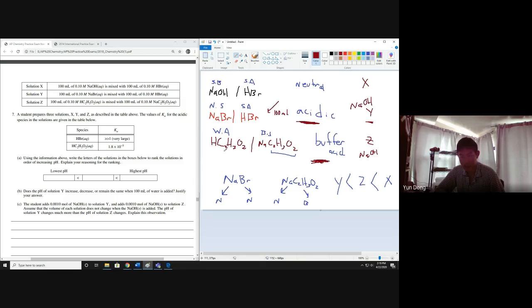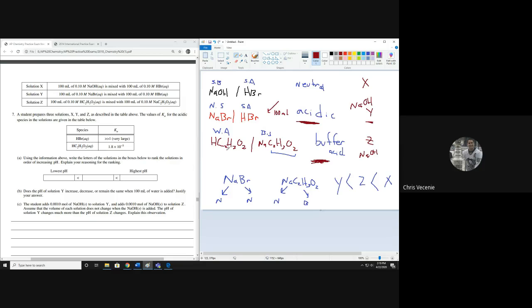Base 1, base 2. So the only trouble is the base will go after both. So the strong base will go after HBr and HC2H3O2 the same. Right? So don't think of it that way. Anybody else have thoughts on that?